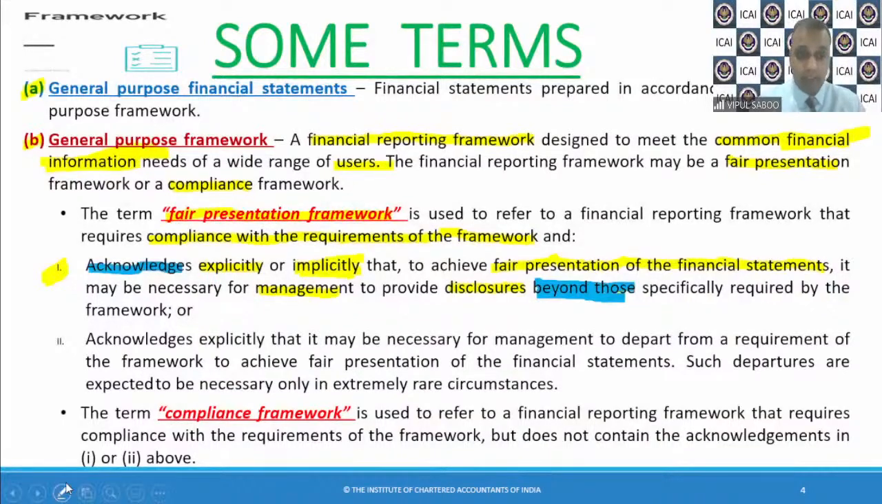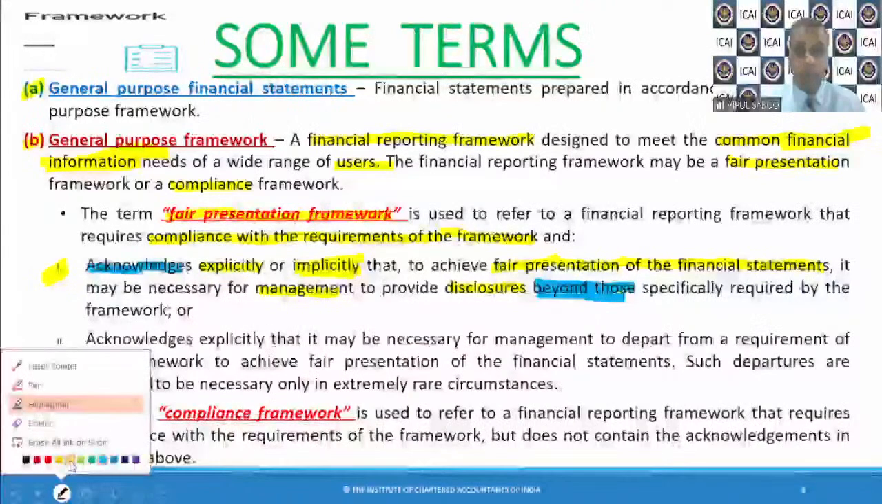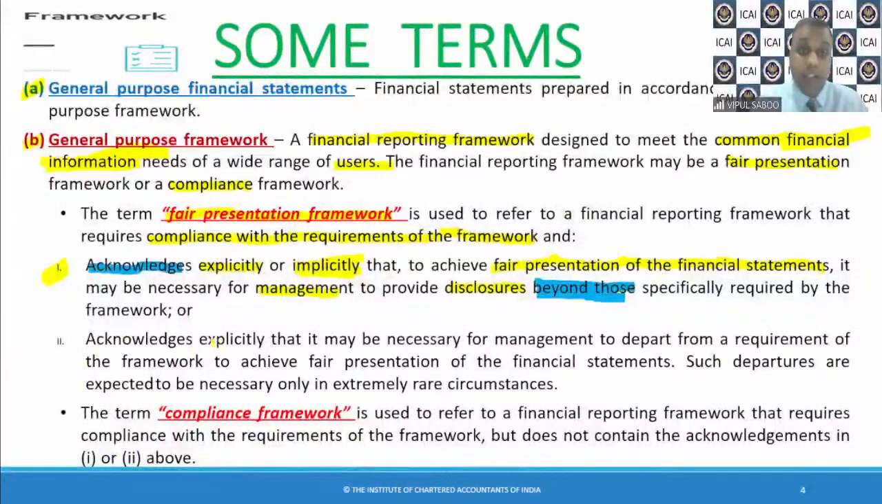The second part, we are still with the fair presentation framework, acknowledges explicitly that it may be necessary for management to depart from a requirement of the framework to achieve fair presentation of the financial statements. Note, such departures are expected to be necessary only in extremely rare circumstances.